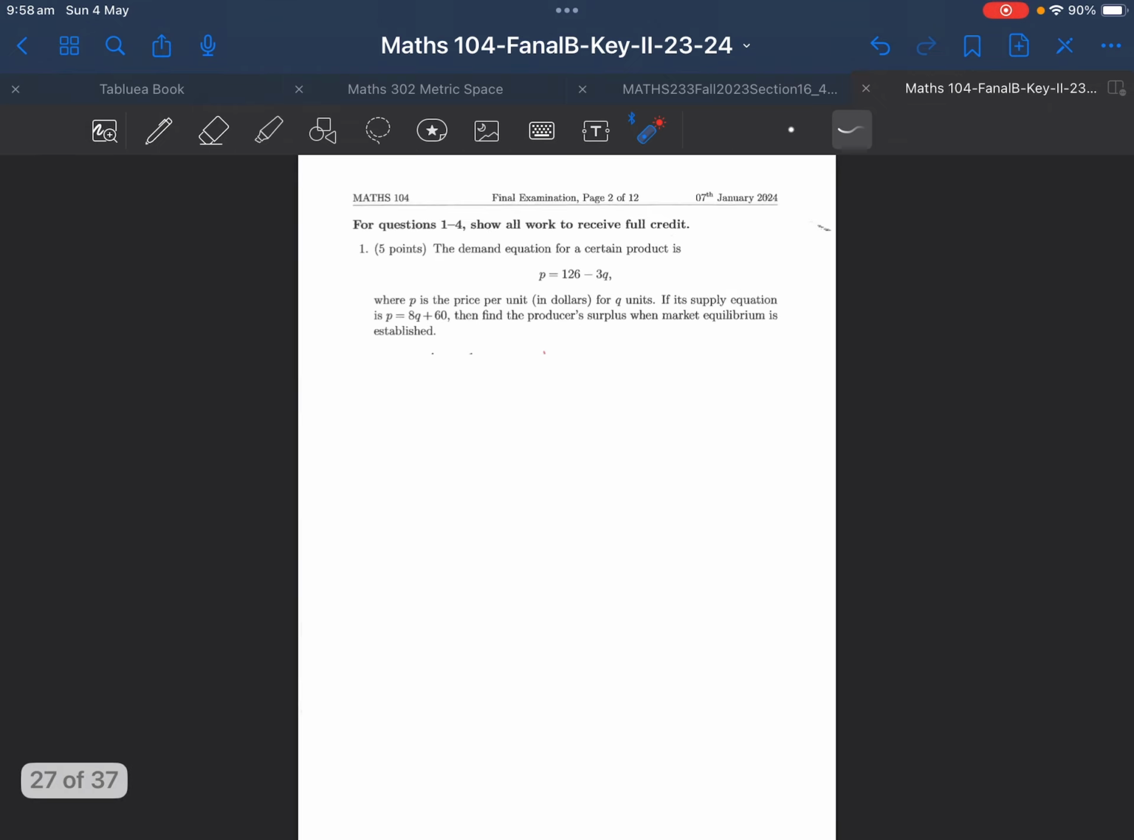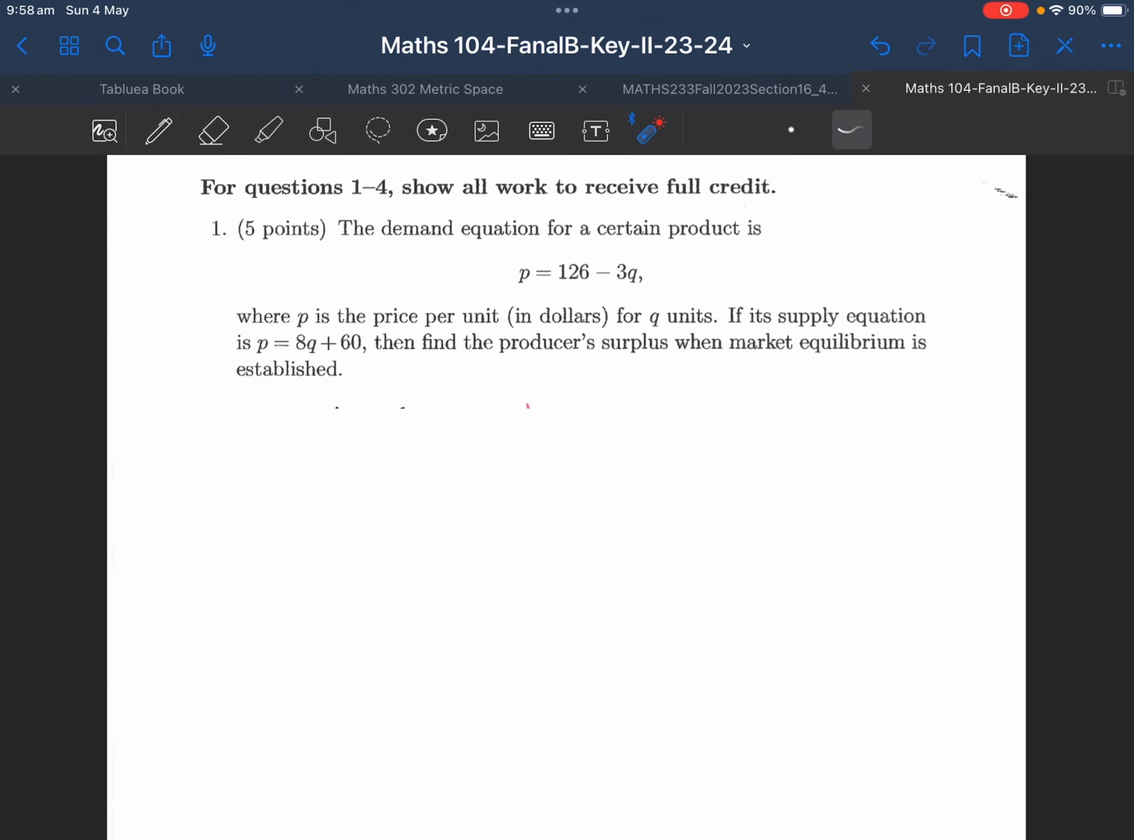We'll start with the first question, which is the demand equation for a certain product is given by this one here. So you have the demand equation and also you have the supply equation. So we have demand and we have supply, and what's required is to find the producer surplus at the market equilibrium. So to solve this question, I just need to write the equation for the producer surplus.